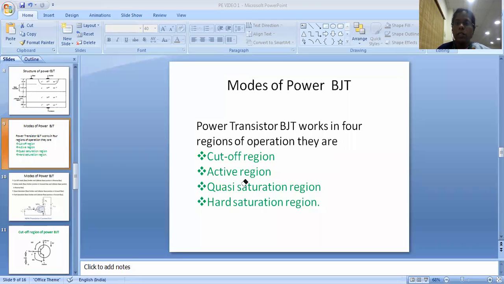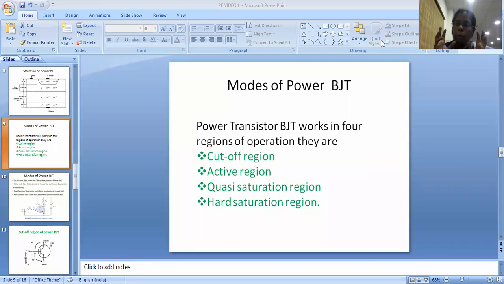So here we can see that in cutoff region, whenever we want to operate the BJT as a switch, we should operate between the regions cutoff and saturation, because cutoff will be an off state. When we make the device off, it will be in cutoff region, and when we make the device on, it should work in saturation region. So when it is going to act as a switch, it should turn the circuit on and off. In on state it will be in saturation, and in off state it should be in cutoff region. And in between this, we have another state, which is the active region.